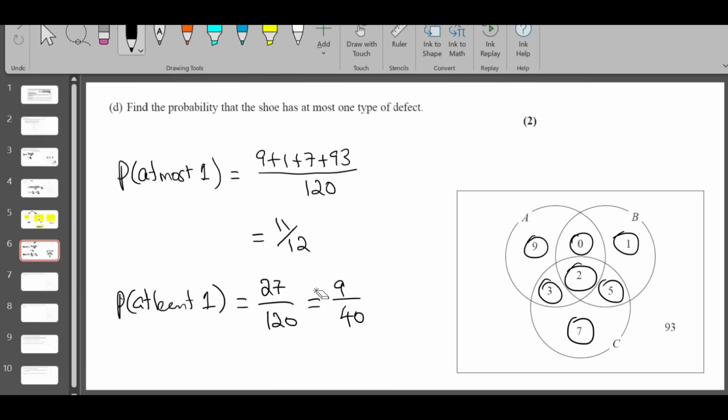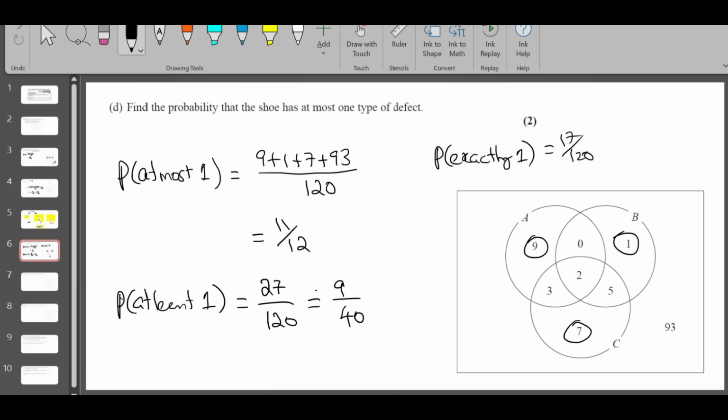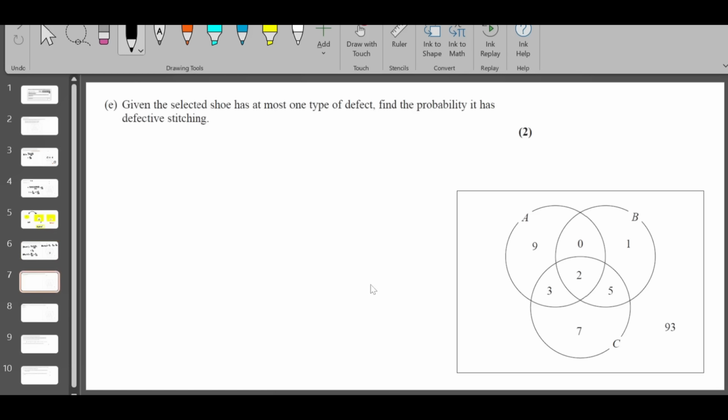Okay, it can be at most or at least. But if the question says exactly one defect, let's say the question says exactly 1, so you need to take 9, 1, 7. 9 plus 1 plus 7 is 17 over 120. When they say exactly 2, you need to take 0, 3, 5, which is 8 over 120. If the question says exactly 3, you need to take this 2 over 120. These are all the different types of questions that might appear in the board exam, for this type of similar questions actually. Okay, anyway, I'm going to move on to E now.